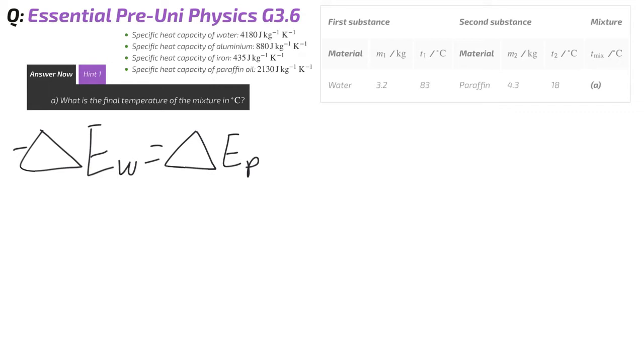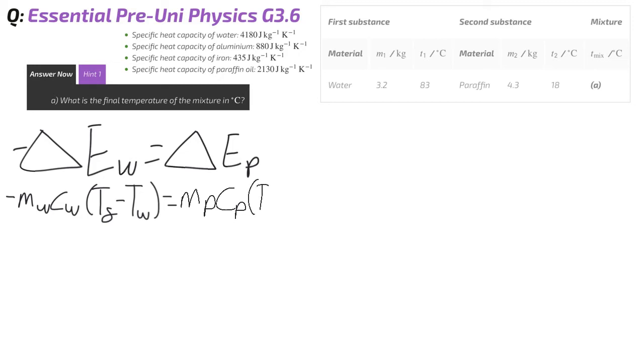Substituting in the specific heat capacity for our changes in energy, we're going to have the negative of the mass of the water times the specific heat capacity of the water times the change in temperature of the water, which will be the final temperature, Tf, the equilibrium temperature, minus the initial temperature of the water, I'm going to call Tw, that's the temperature of the water to start with. And that will equal the change in energy of the paraffin, which will be the mass of the paraffin, times the specific heat capacity of the paraffin, times the change in temperature of the paraffin, which will be the final temperature the paraffin reaches, the equilibrium temperature, minus the initial temperature of the paraffin, which I'll call Tp.